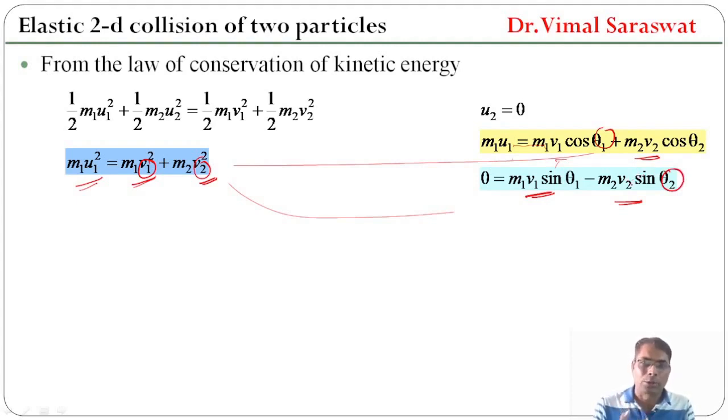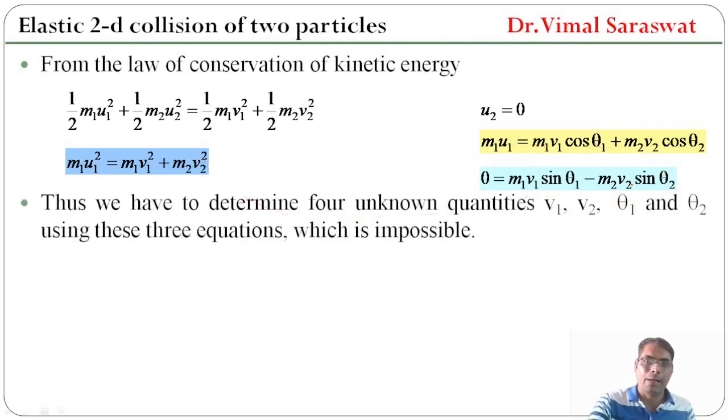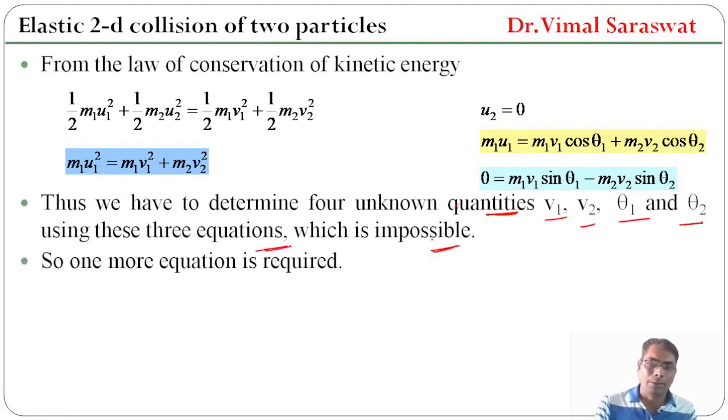So their unique solution cannot be determined, because at least four equations are required to get the unique solution for these four unknown quantities. Thus, determining v1, v2, θ1 and θ2 using these three equations is impossible. So one more equation is required. To get one extra equation, we use a particular condition: m1 equal to m2.